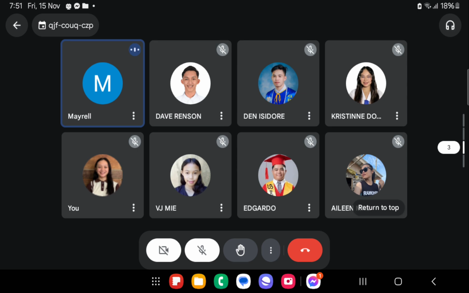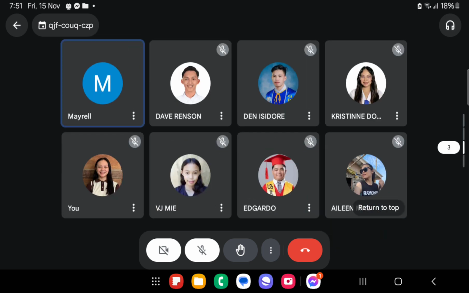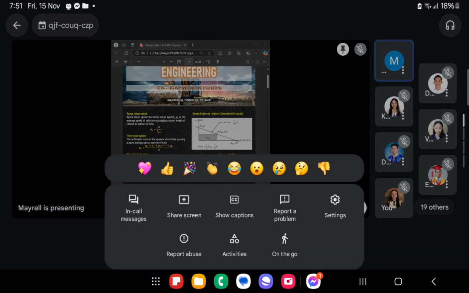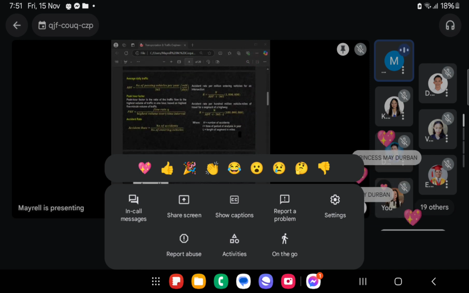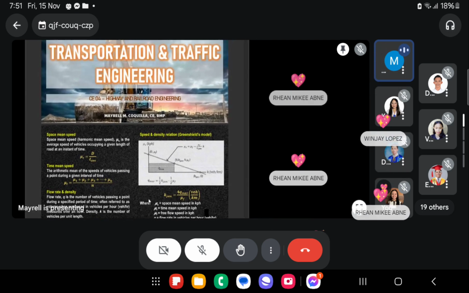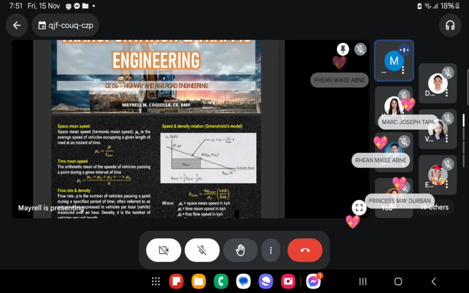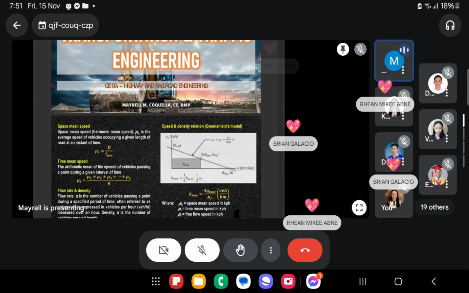And for this topic, transportation traffic engineering, I will allow you to write these formulas. Any formulas in this topic, you can write them for the quiz. I will allow that for this topic. Okay. So that's for our quiz on the last week of November.